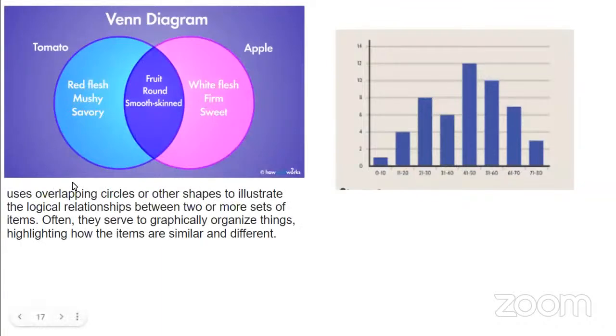A Venn diagram uses overlapping circles or other shapes to illustrate the logical relationships between two or more sets of items. They serve to graphically organize things, highlighting how the items are similar or different. So you see now, this is a Venn diagram of a tomato and an apple. You see that the tomato is red flesh, mushy, savory, but the apple is red flesh, firm and sweet. But then they have similarities. Both of them are fruits, both of them are round, both of them have a smooth skin. So a Venn diagram, you can really use to segment the differences and the similarities between two items, instead of just highlighting them in terms of text.